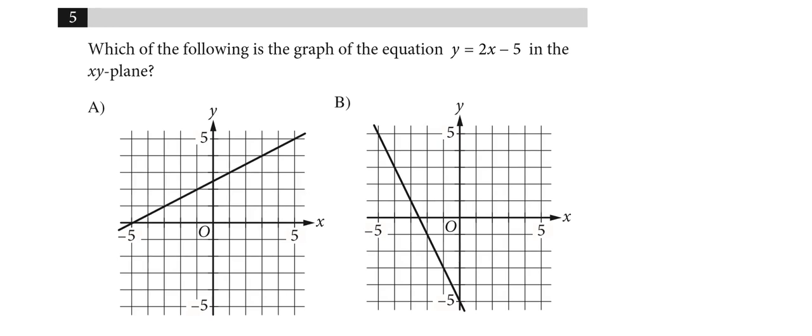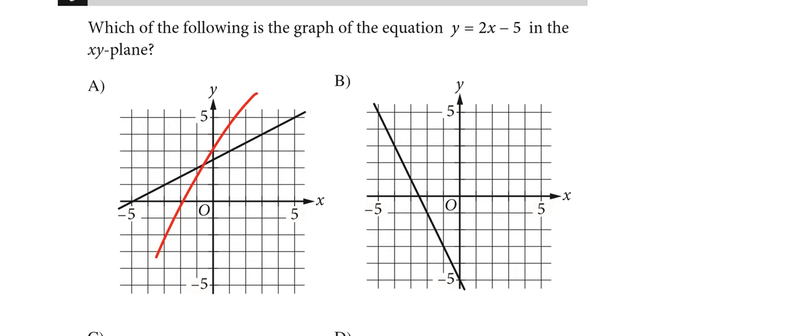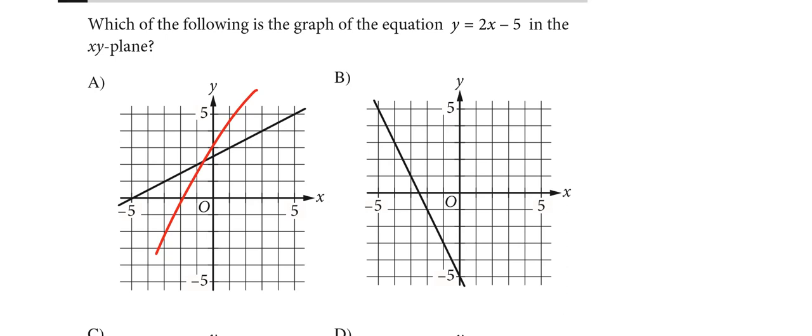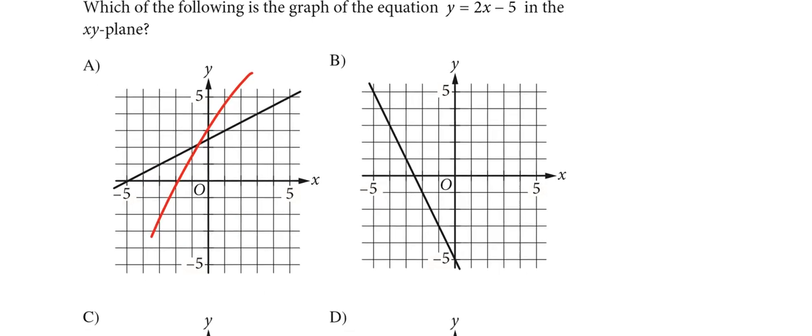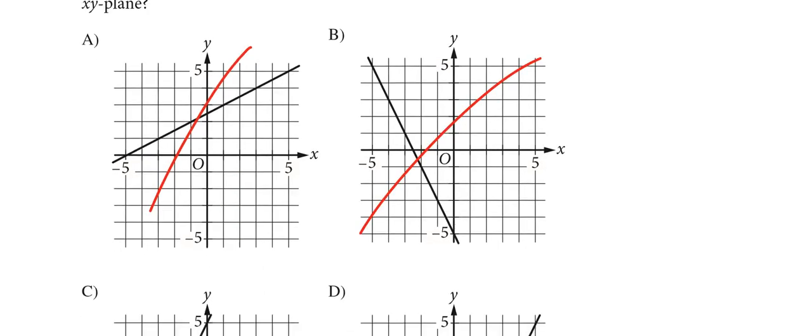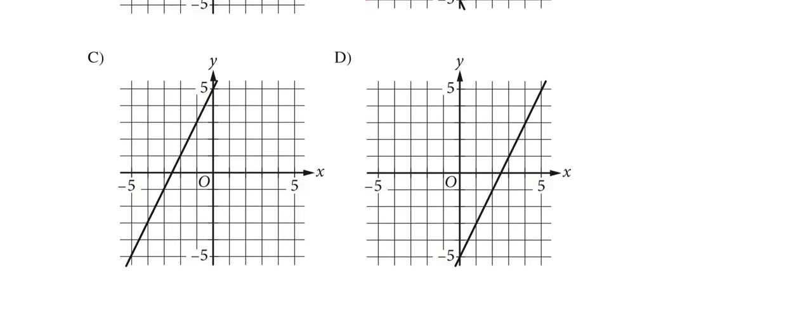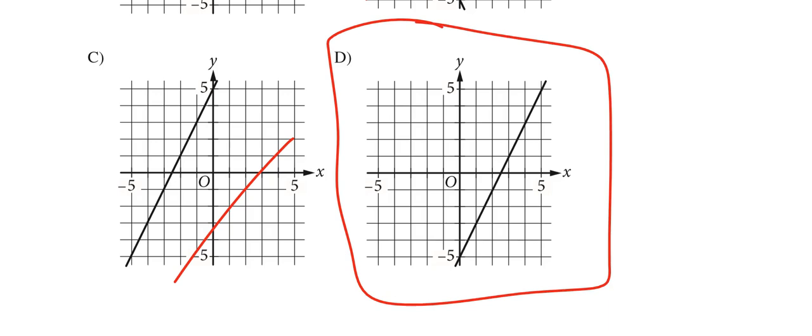Which of the following is the graph of the equation y equals 2x minus 5 in the xy plane? Well, it's got to have a y-intercept of -5. That definitely is not it. B is possible for the y-intercept. What's wrong with letter B? It's got a negative slope, and we need a +2 for our slope, so we can cross that one off. So we need a -5. That one doesn't have it. Well, I just got rid of all the other choices, so that must be the one.